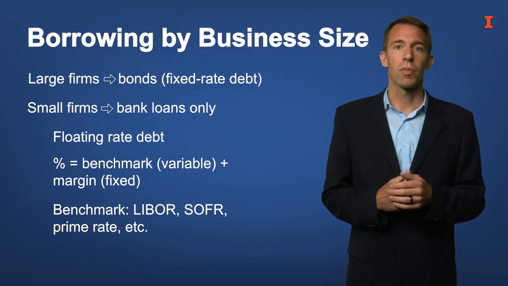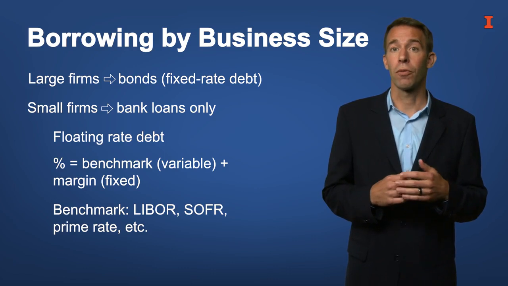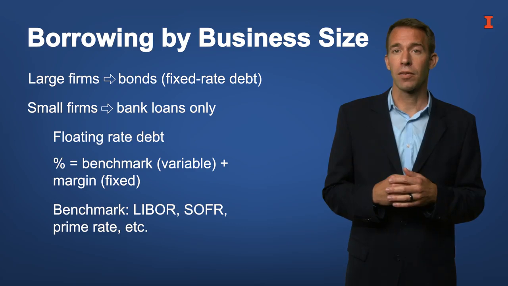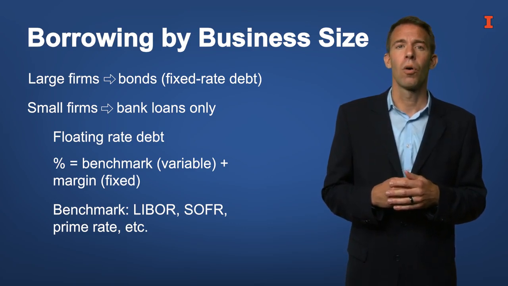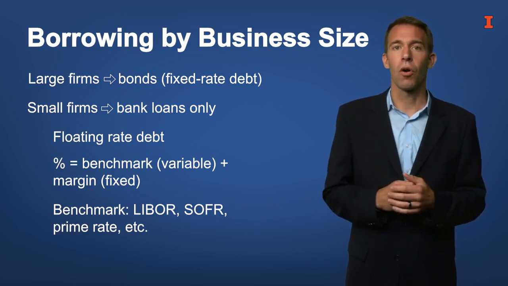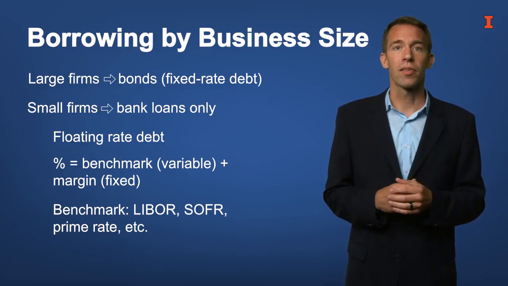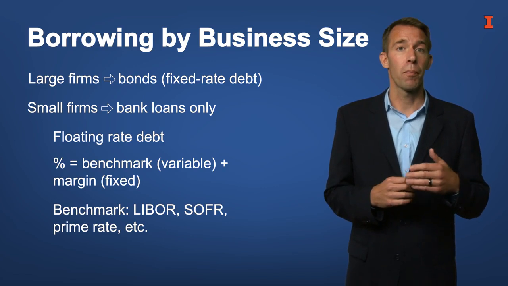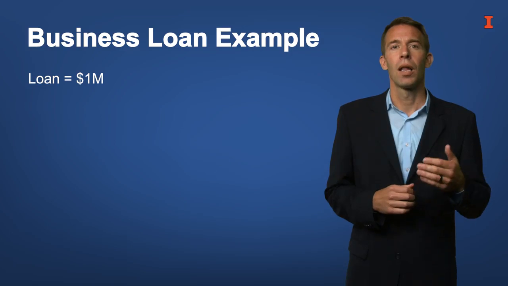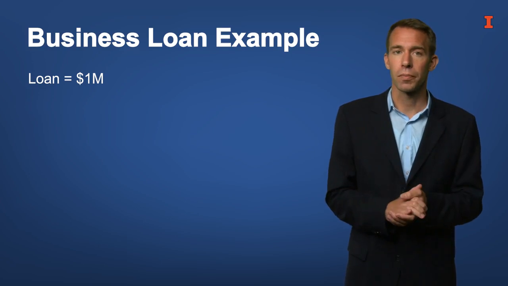The floating benchmark could be one of, in the past, the London Interbank Offer Rate or LIBOR, the Secured Overnight Financing Rate or SOFR, or possibly the prime rate, which is the interest rate offered to the best borrowers. In general, this means that the interest rate that the firm pays moves with short-term interest rates. Let's see how this connects to monetary policy with an example.